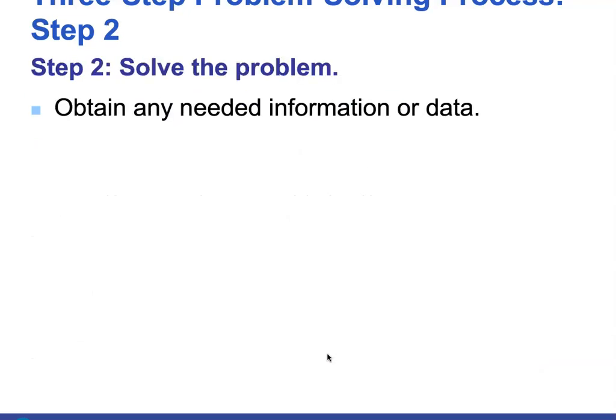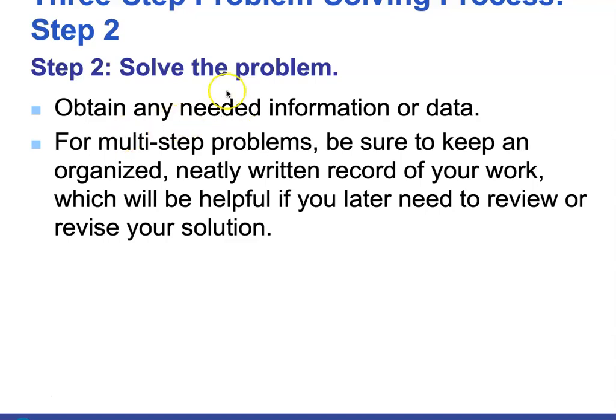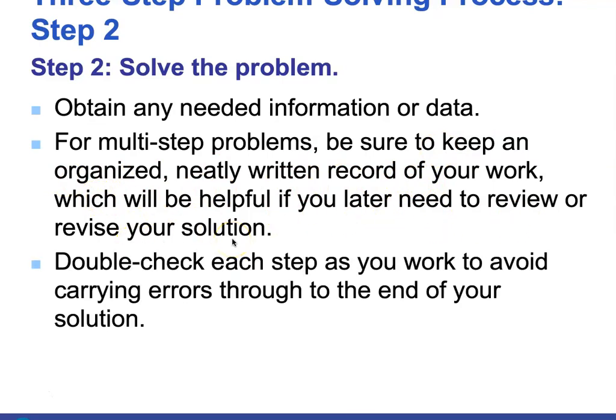All right, number 2 is to solve the problem. First, you have to obtain any needed information or data. This will be great for you to go through and read the problem, and then what you need to do is actually list every bit of information that's given to you, so you know what you have and if there's extraneous information. For multi-step problems, be sure to keep an organized, neatly written record of your work, which will be helpful if you later need to review or revise your solution.